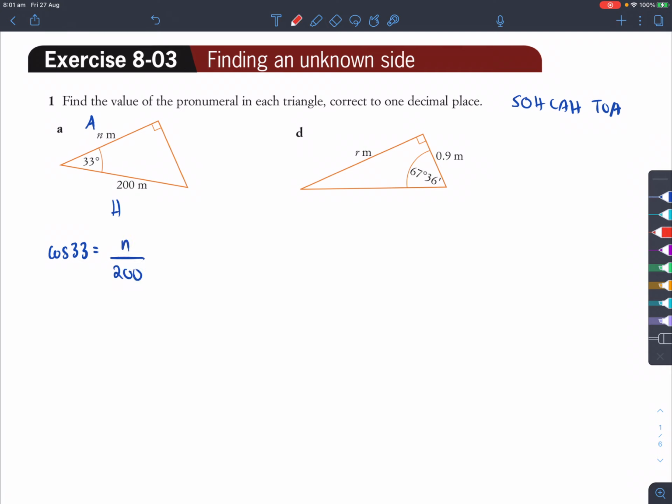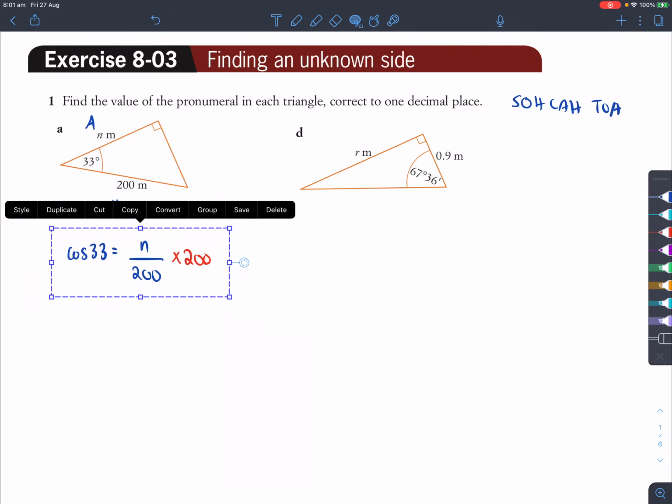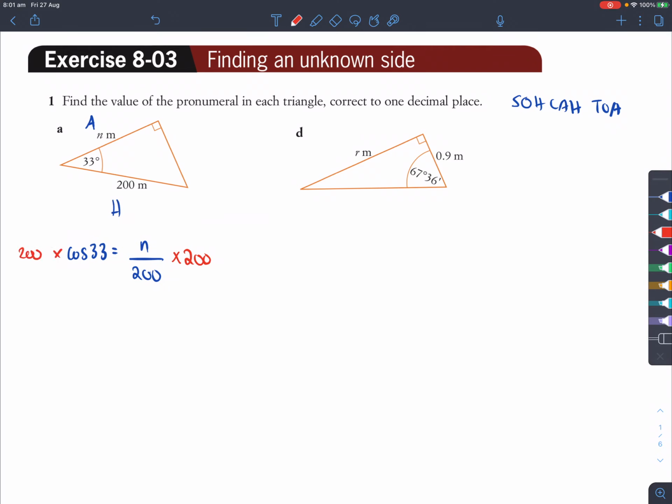We then have to multiply by 200 because we need to find n by itself. So we're going to do the opposite of dividing by 200 in this case, to both sides. And that will cancel this out, leaving us 200 cosine 33, which we can type in our calculators. And if I swap those around, so the n is on the left and this result on the right, n would equal 167.73... So that would round to 167.7 meters. All right.